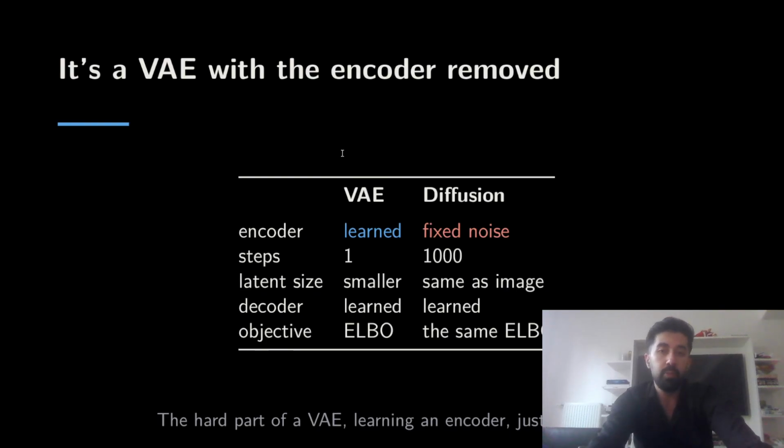So steps go from 1 to 1,000. Latent is the same size as the image. So if we want to do a comparison, latent in variational autoencoder was smaller. Here it's the same size as an image. And the decoder is also a neural network. And the objective is still the ELBO. So yeah, that's it.